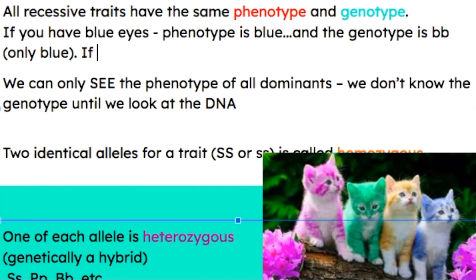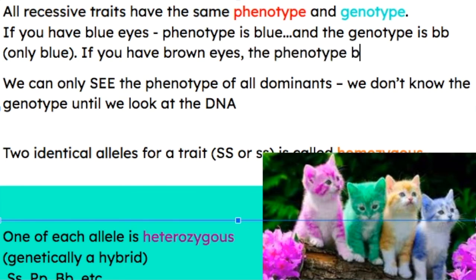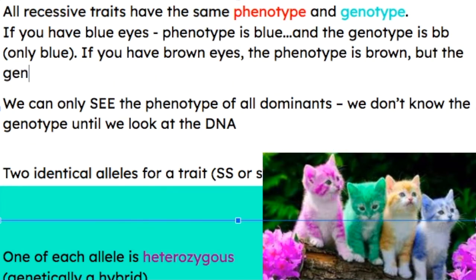If you have brown eyes, the phenotype is brown. That's what they look like. But the genotype could be heterozygous, where we have a dominant brown and a recessive blue, but it looks brown, or two genes for dominant brown eyes. So we can only see the phenotype up here of all dominants. We don't know the genotype until we look at the DNA or do a Punnett square.